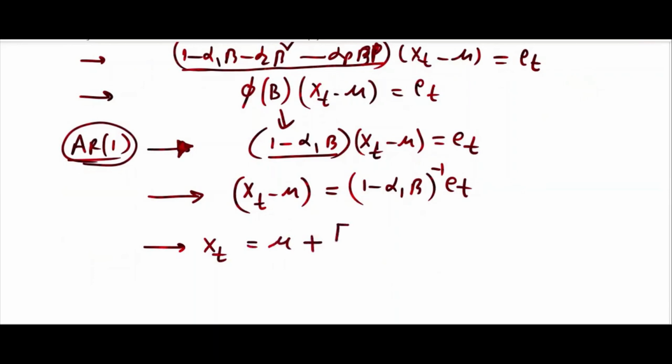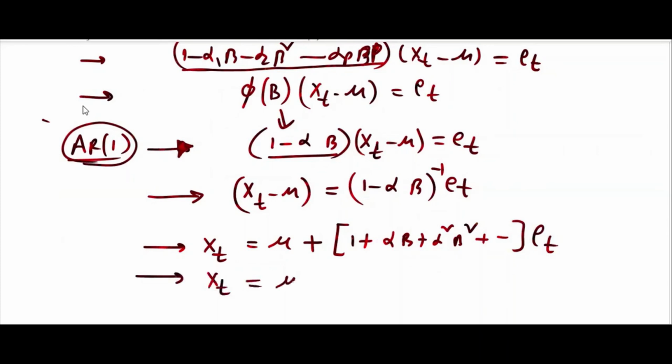Okay, so you apply here 1 plus alpha. Alpha is better because only one term. Why to write alpha 1? Let me write alpha. So here you have alpha b plus alpha square b square. That way you write. Then what will happen? This will be mu plus, now considering that this is alpha mod less than 1 again, okay, stationary. So now if you consider this one, 1 plus alpha b plus alpha square b square times et, this will be et plus alpha et minus 1 plus alpha square et minus 2, that way.